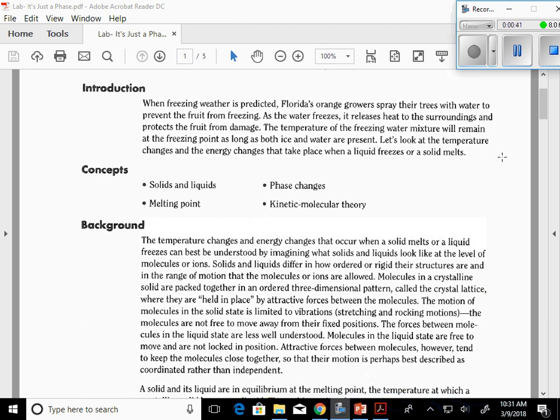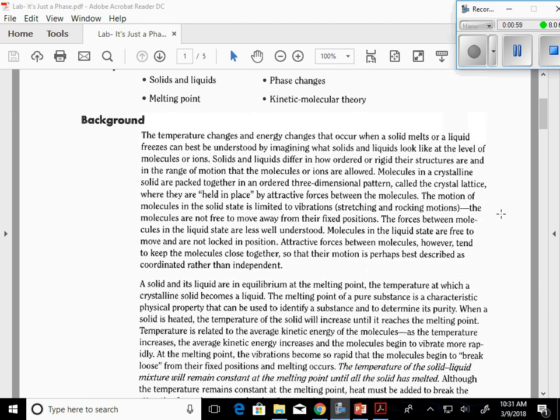Molecules that are in a crystalline solid are packed together in a very ordered three-dimensional pattern called a crystal lattice. The motion of the molecules in this solid state is just limited to vibrations. We saw that in the notes when we were talking about phases earlier. The molecules in the liquid state are more free to move about and are not as locked into a position as in the solid state.